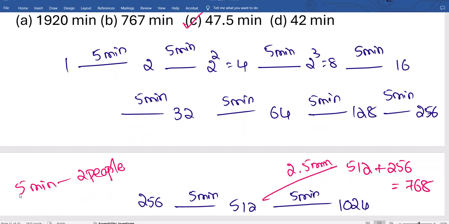Or else, worst case, you have a look at the options. Your answer should be more than 45 and less than 50. At 50 minutes it is 1024, and at 45 minutes it is 512. The answer should be between 45 and 50. The only option available is option C.